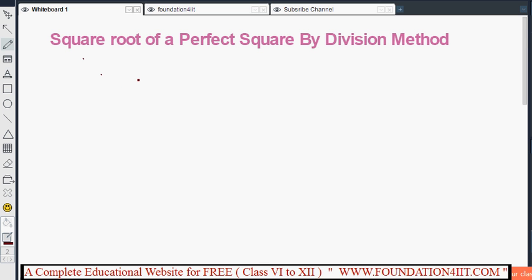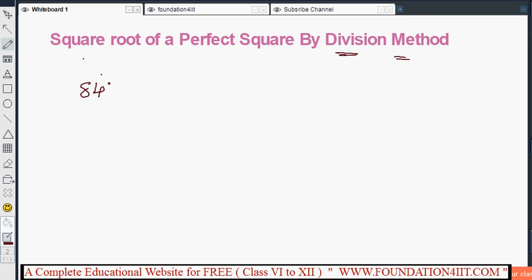How to find the square root of a perfect square by using the division method. The division method is one of the very important methods to find the square root, and it is easy at the same time. It's a shortcut method apart from using prime factorization. I'll explain this method clearly now.